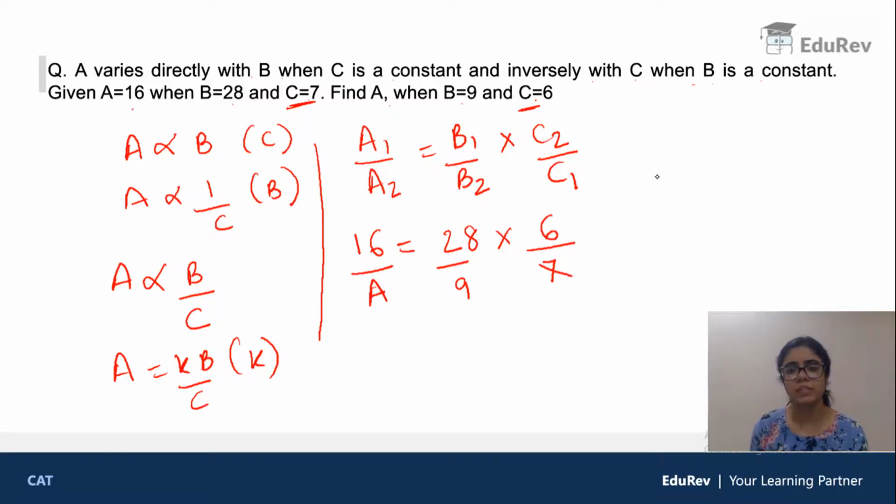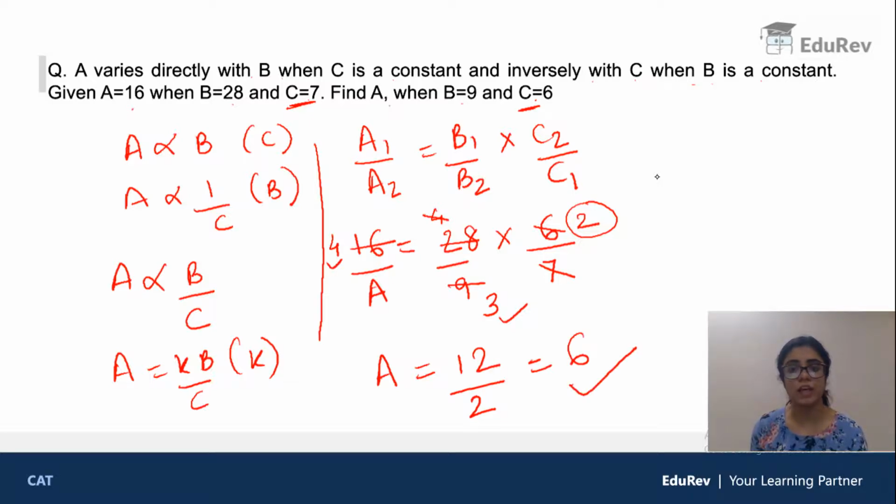So what I can do is, 7 ones are 7, fours are 28. Okay? 4 ones are 4, fours are 16. Again 3 twos are 6, 3 threes are 9. So what will happen? I will have A is equal to 4 into 3, which will become 12, upon this 2 will go in the denominator. So 12 upon 2 will give you 6. So your value of A2 is nothing but 6. So this is your answer. So this is how you can solve it.